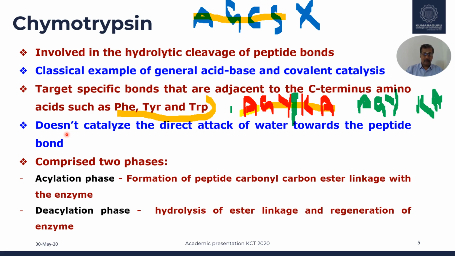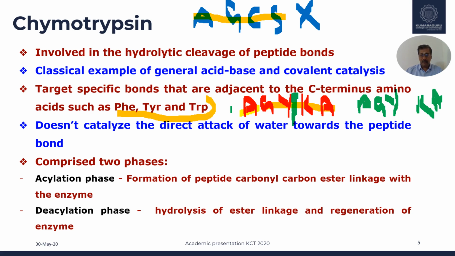Now the fourth point: even though we say hydrolysis, water will not be directly involved; indirectly it will be. We will see this in the biochemical mechanism. Now the entire reaction mediated by your chymotrypsin is divided into two phases. One is the acylation phase, and the other is the deacylation phase. So what is the acylation phase?